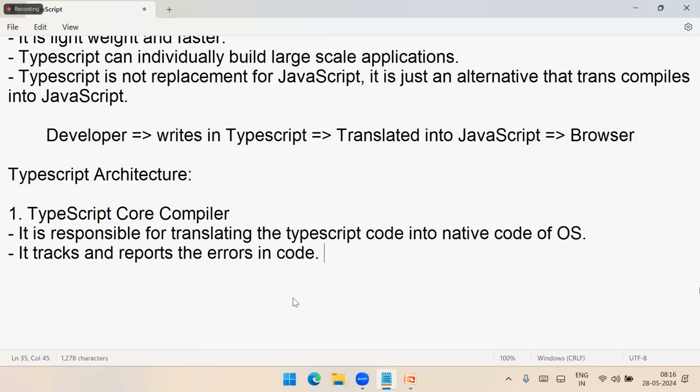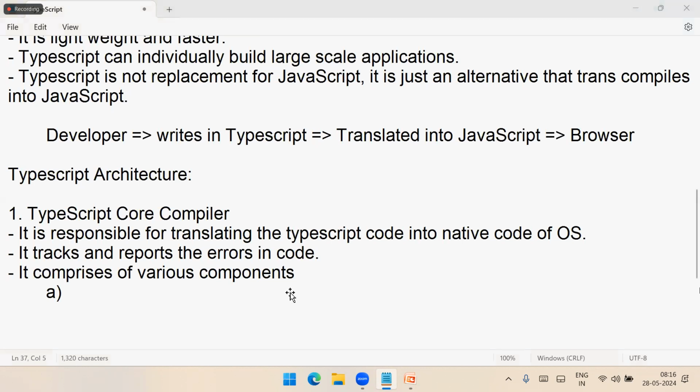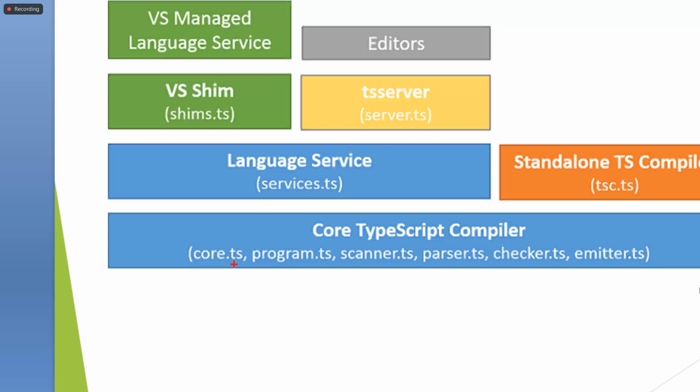So actually, it comprises various components. That means internally, this TypeScript core compiler has so many components. Like you can see in this, it has so many components: core.ts, program.ts, scanner.ts, parser.ts, checker.ts, emitter.ts. Do you know what they are?